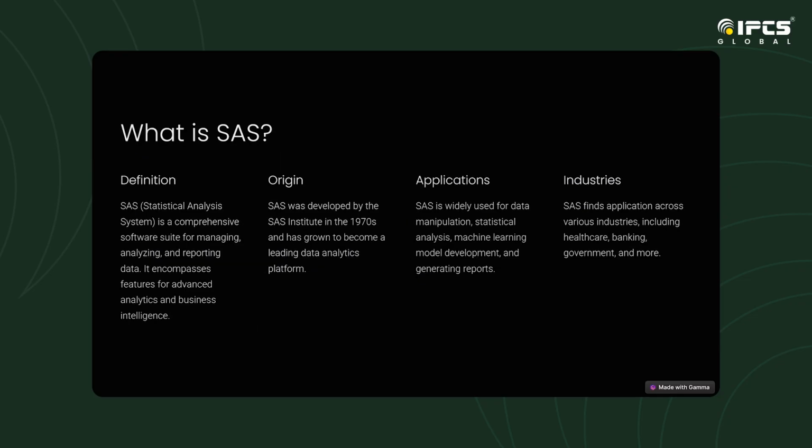So, what exactly is SAS? SAS, short for Statistical Analysis System, is a leading software suite for data analytics, statistical modeling and reporting. It was developed in the 1970s by SAS Institute and has grown into a global standard used in banking, healthcare, government and more. For example, imagine a healthcare company analyzing patient records to detect disease patterns. SAS can clean and analyze the data, then generate predictive models to assist doctors in making data-driven decisions.